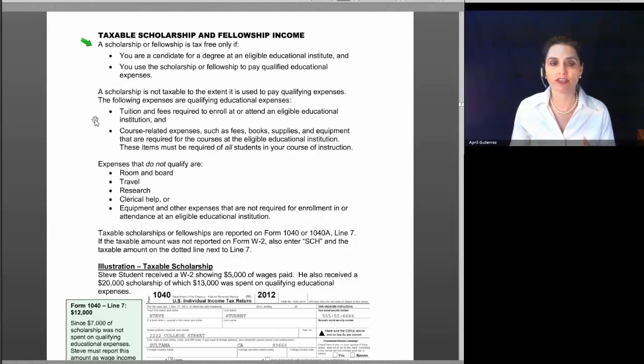So what is a qualified educational expense? Well, qualified educational expenses include the cost of tuition and fees required to enroll or attend an eligible educational institution, as well as course-related expenses such as fees, books, supplies, and equipment that are required for the courses at the eligible educational institution. And these items must be required of all students in your course of instruction. So if your course of instruction requires you to have a laptop or an iPad or requires you to purchase art supplies to do various projects, then those would be allowed expenses. But if the course doesn't require those and you purchase them because they make your educational experience a better one, then they wouldn't be qualifying.